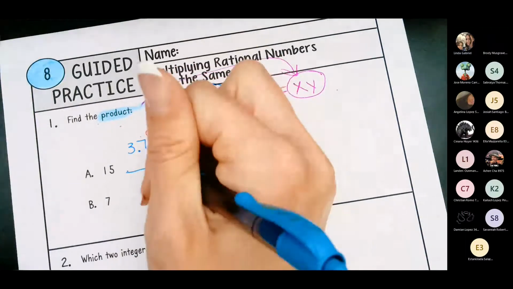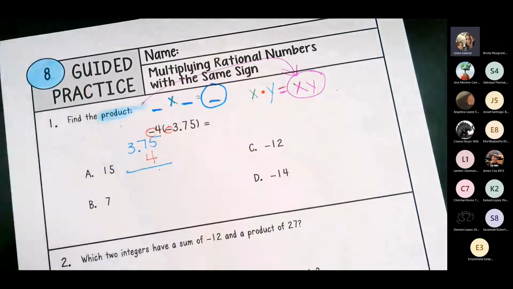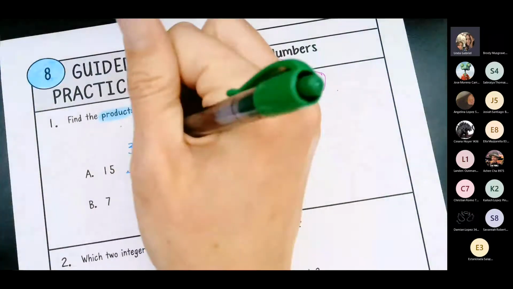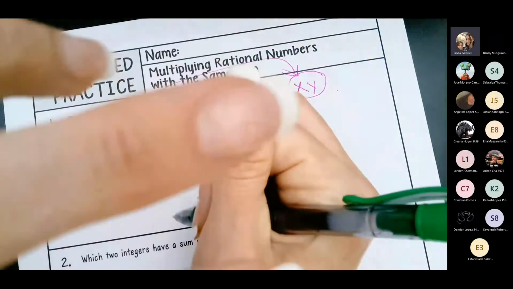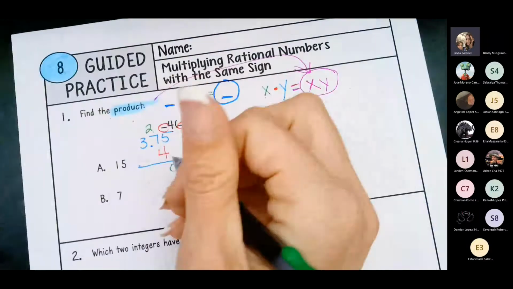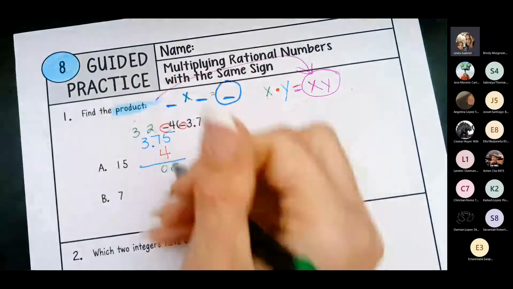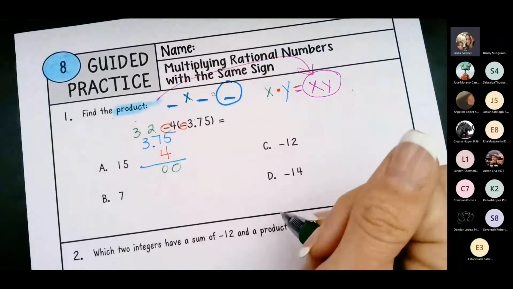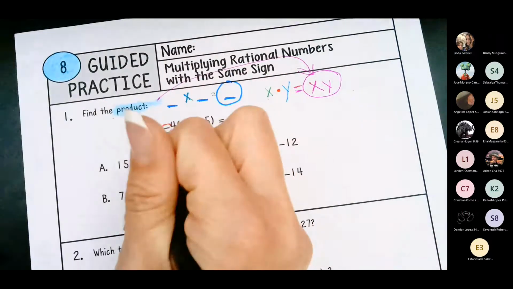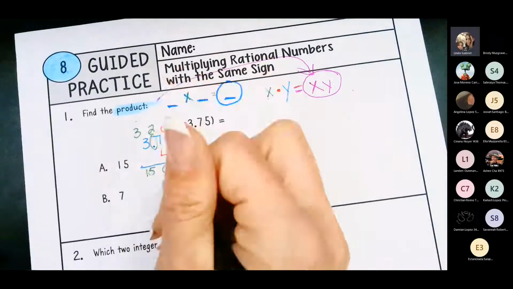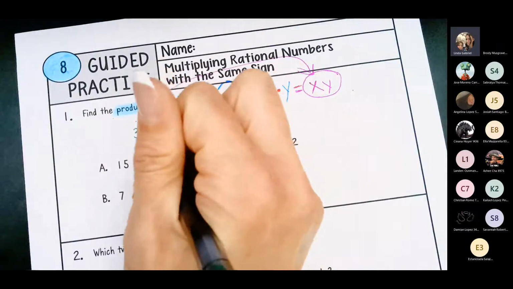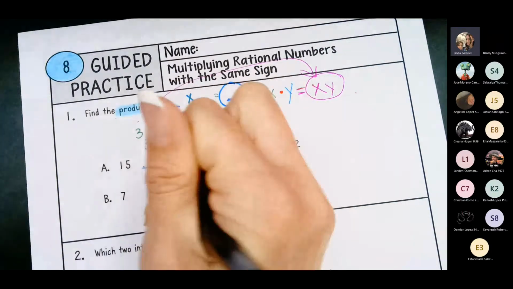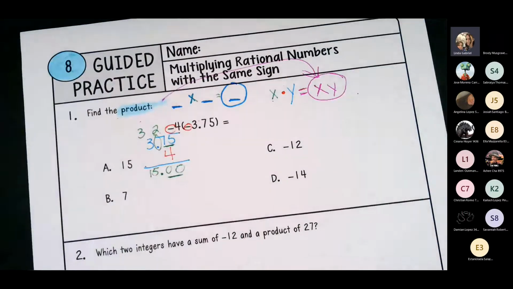So 4 times 5 is 20. Carry the 2. 4 times 7 is 28, plus 2, that's 30. Then I have 4 times 3, that's 12, plus 3, that is going to be 15. Then I need to add my decimal point. Since I have 2 numbers here, that means I will have 2 numbers here. So I put my decimal point there. Or you could use a calculator.